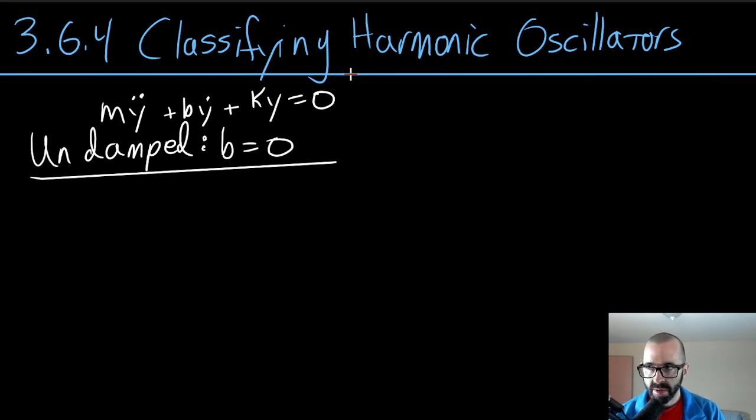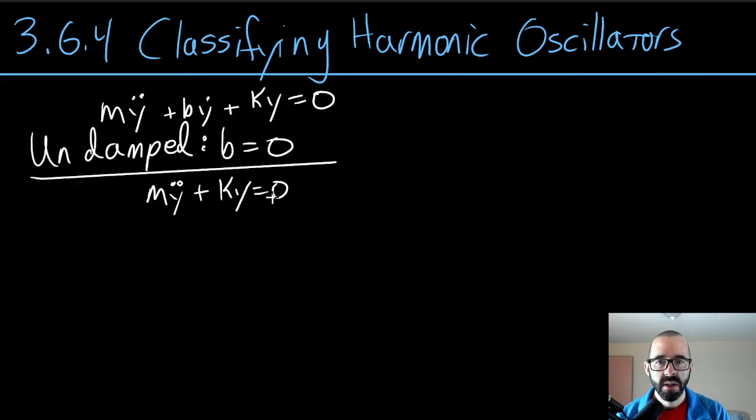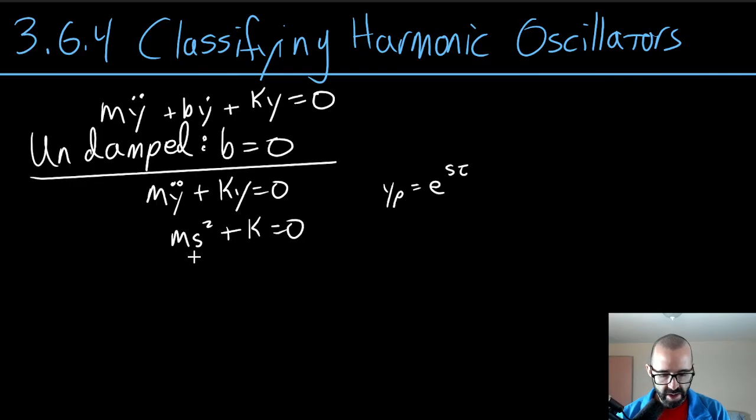We're going to show the qualitative analysis really comes into play more in the future videos, but we'll still show a little bit of qualitative analysis and show how this ties into what we've been doing earlier in chapter 3. So if it's undamped, then this is really the equation that we're solving, because B is 0. So using our shortcut method, we know that we have the equation m s squared plus k equals 0. It's going to give us a solution of e to the st. We know how to solve this, no problem.